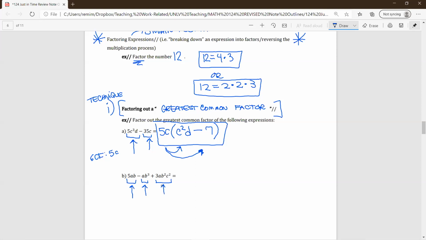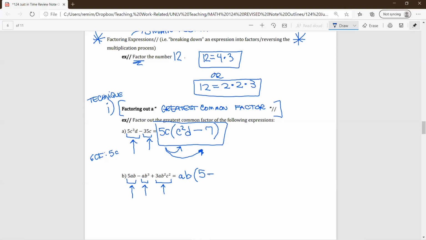So if you think about all three of those terms, they all have an a in common. So I'll write that. And they all have a b in common. And they don't have anything else in common. So then I'll write my parentheses because we're going to multiply. And then we're going to start back over and just go term by term. And we're going to say, okay, we're going to pull out ab from each of those terms and write what's left over. So for the first term, if we pull an ab out, we're just going to be left with that 5. And then don't forget the minus sign.